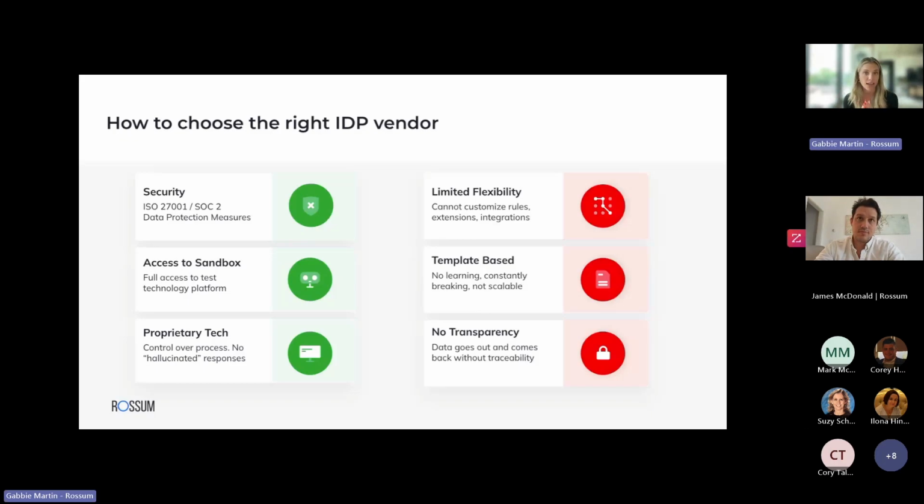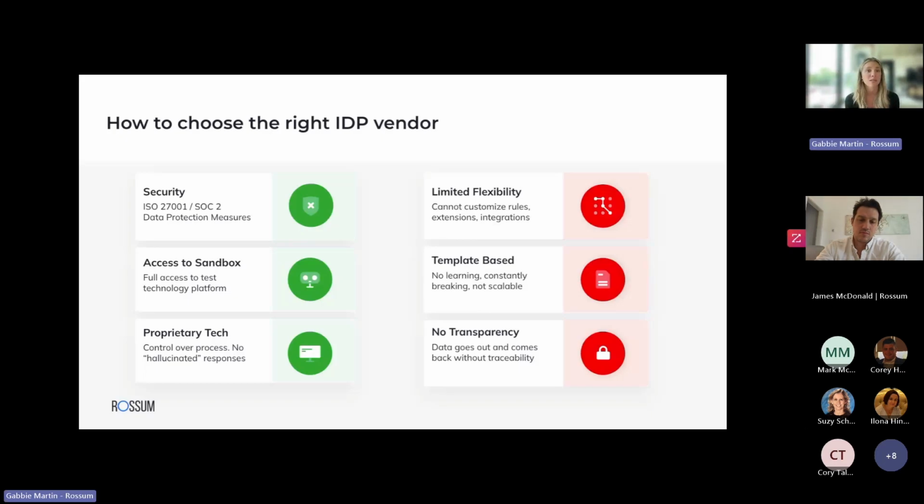The last green flag is make sure they have control over how their AI is trained, and it's not trained by a public cloud, meaning it's much more accurate because they're secure in how it is trained. So now we'll take a look at the red flags, so things to potentially stay away from.